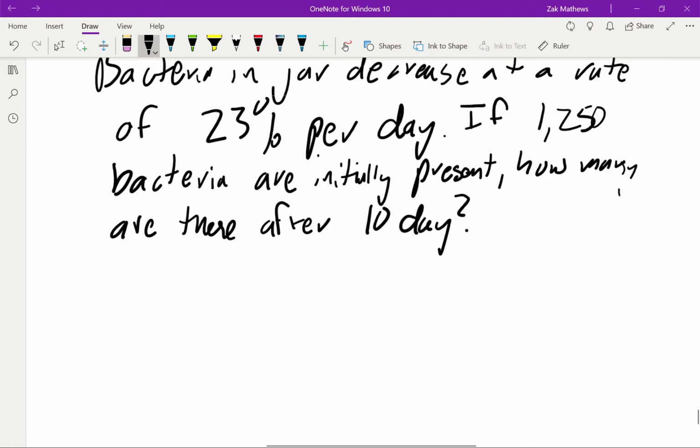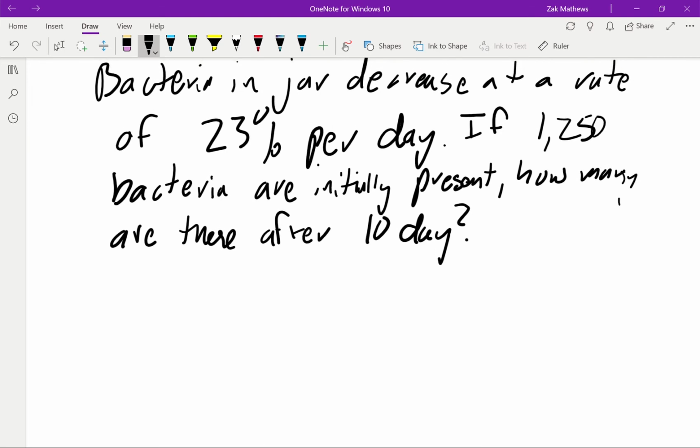Well, this problem, unlike the last one, we have to write out the equation to solve. They don't give us that equation. So we know we're dealing with exponential growth, or in this case, decay. It's decreasing at a rate of 23% per day. So I know when I'm setting up my formula, I better see that the r is negative. If I forget to put that negative on there, my problem's obviously going to be wrong.